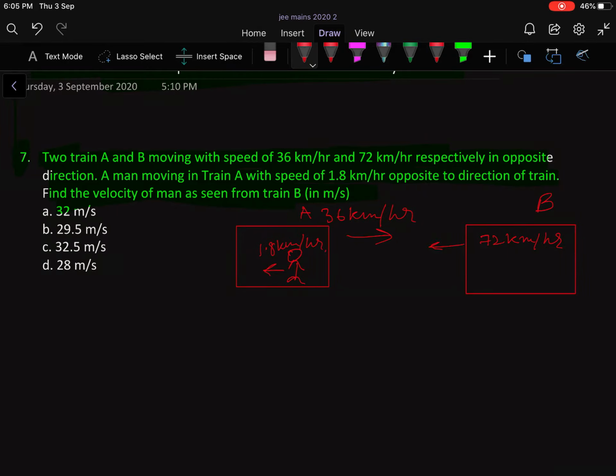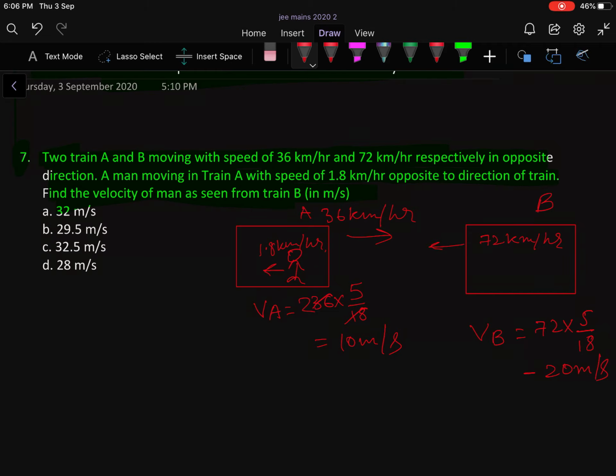So the speed of train A in meter per second will be V of A equals 36 into 5 by 18, sorry, 5 by 18, so 10 meter per second. Similarly, the velocity of train B is 72 into 5 by 18, so it is 20 meter per second, but in opposite direction, so use minus sign. You can use minus sign here.